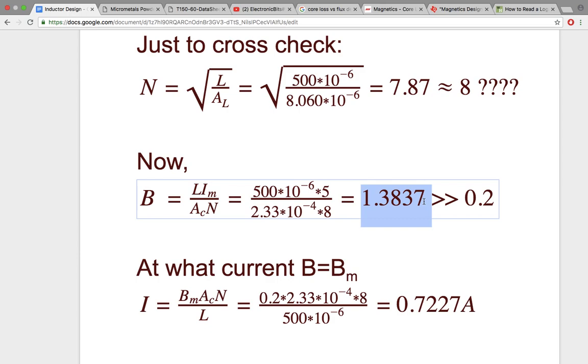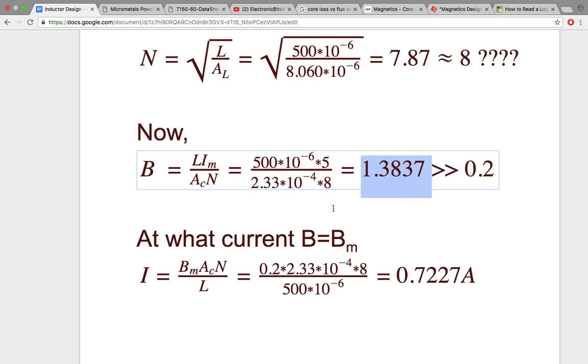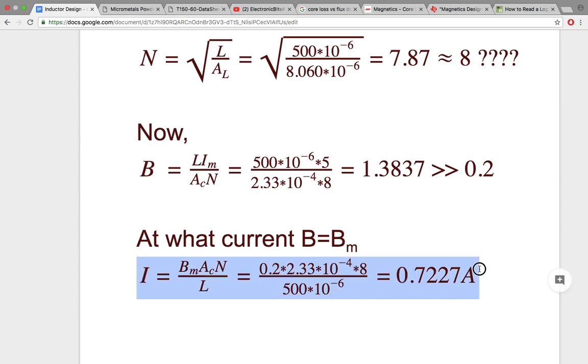So you can clearly say that if 5 ampere flows through it, the core is completely going to saturate. You will not be able to even go to 5 ampere. At what current will B become Bm? You just do the same thing again, where you replace B by Bm and find I. You will see that you wanted to design for 5 ampere, but at 0.7227 ampere only, you will be reaching 0.2 flux density.